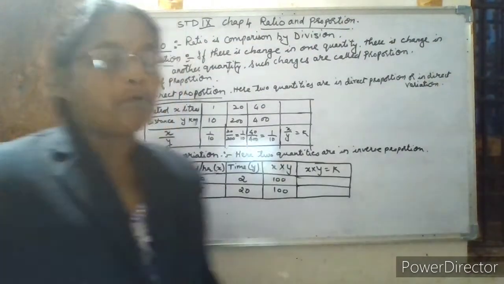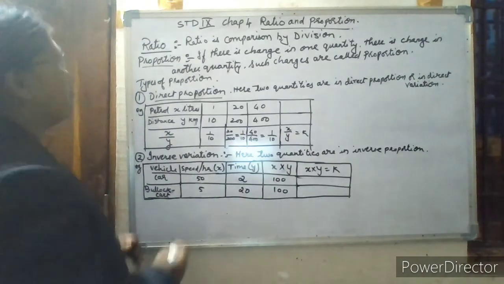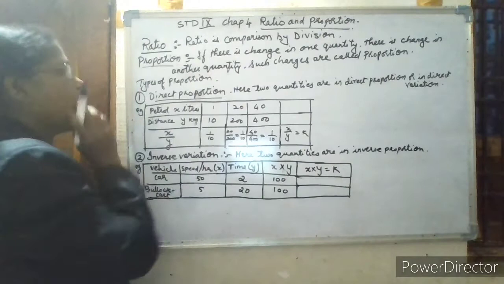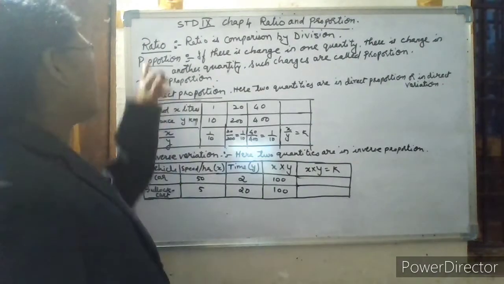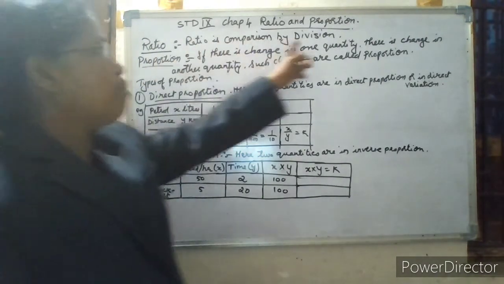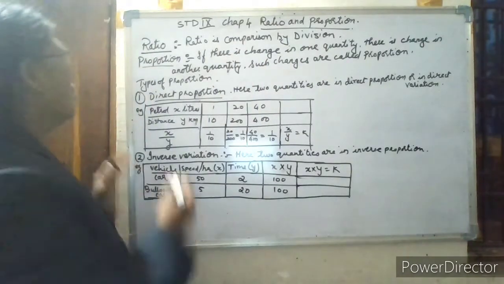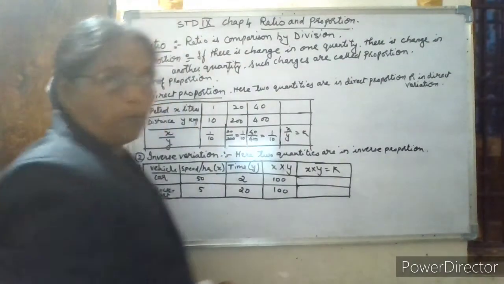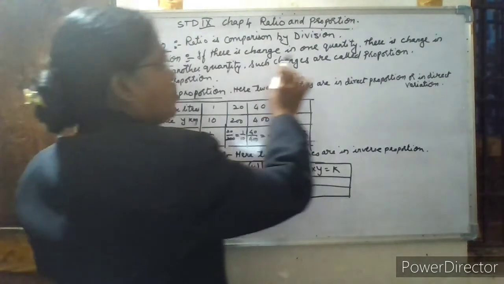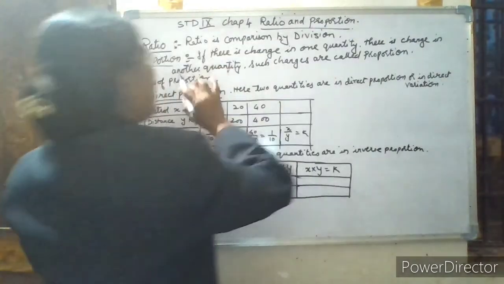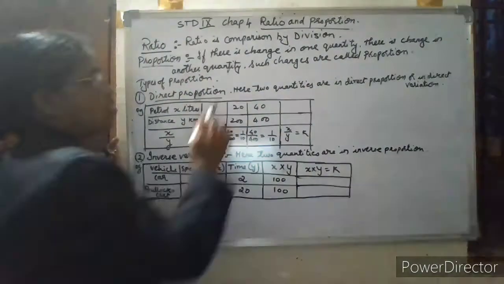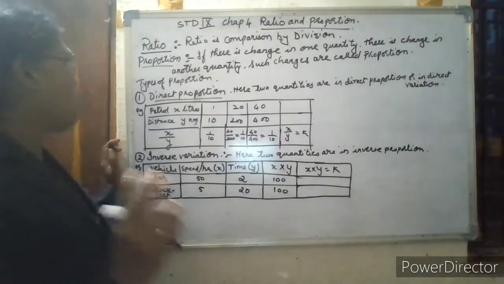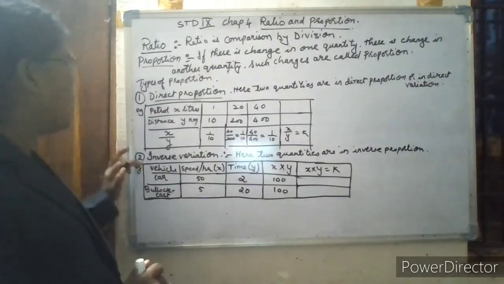New chapter. Now, see here, ratio and proportion. Ratio you have learnt in primary classes. What is ratio? Ratio is comparison by division. Now, proportion. In 7th standard, you have learnt about proportion. If there is a change in one quantity, there is a change in another quantity also. Such changes are called proportion. We have two types of proportion, that is direct proportion and inverse proportion.